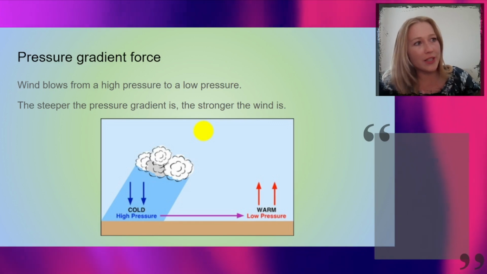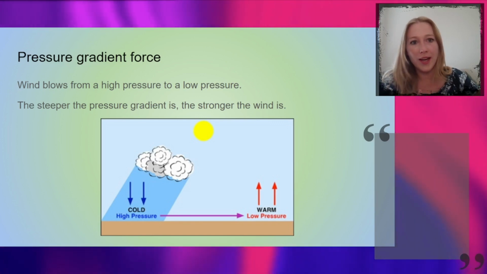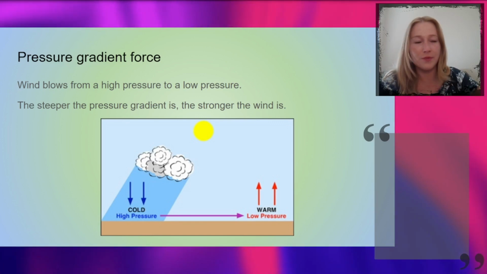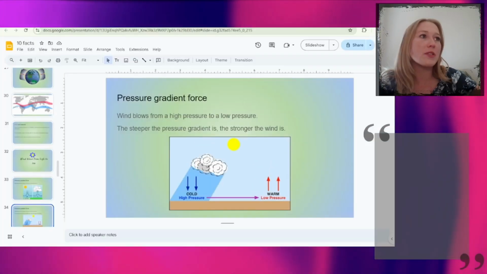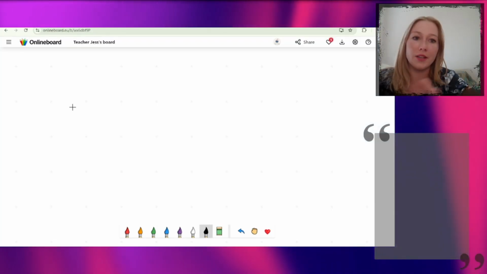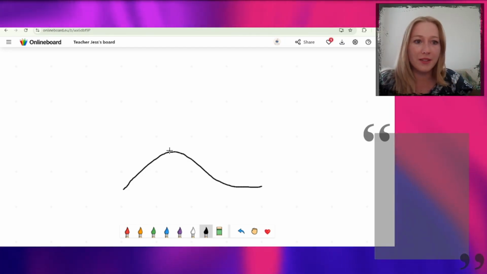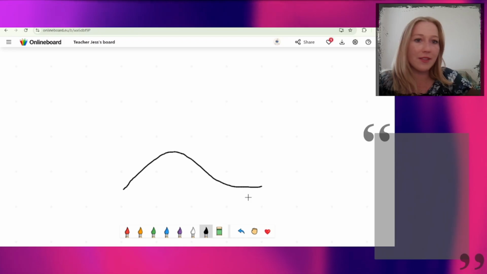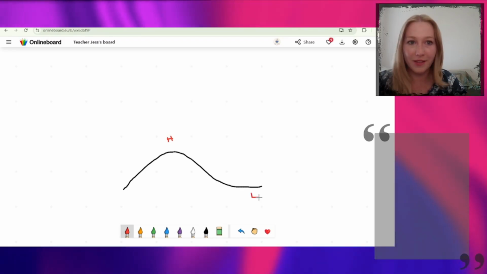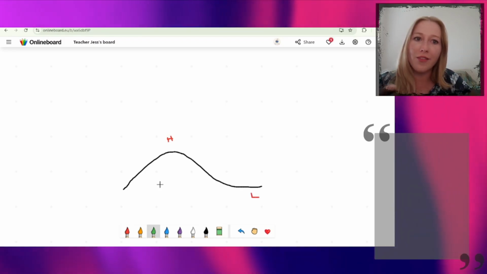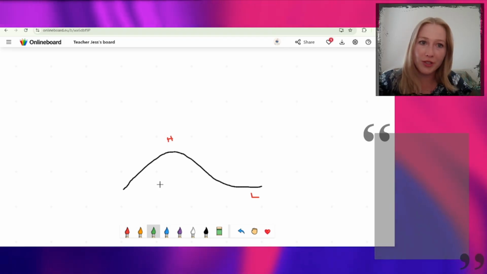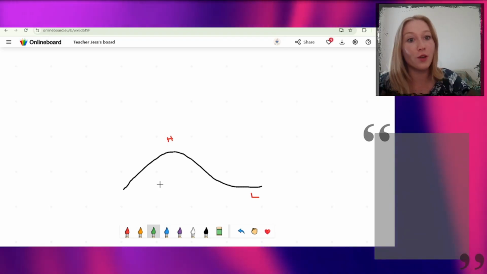The pressure gradient force works on the idea of gradient. Let's try and use a little diagram. Let's say we have a hill. When we describe the landscape of this hill, we can recognize that that is the high part and that is the low part, high and low. And in the same way, we have high pressure and low pressure. We have the high part of the hill and the low part of the hill.